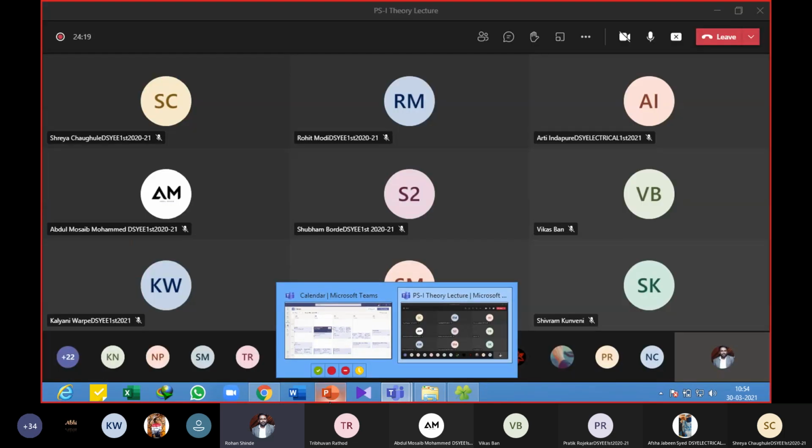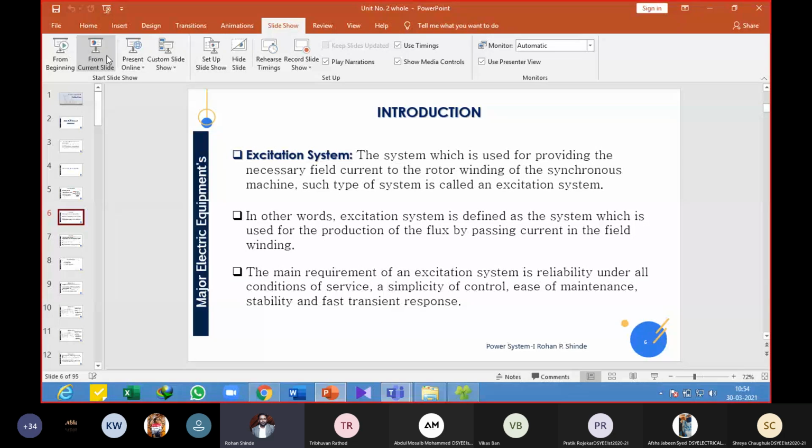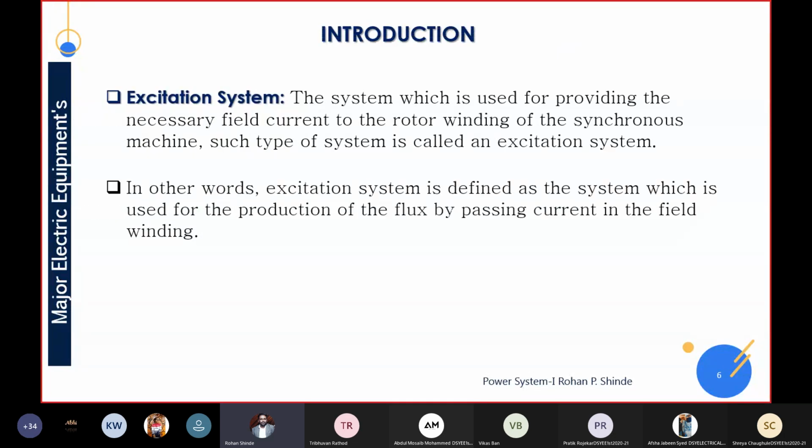See here, first of all, what is the meaning of generating principle? Generating principle means we have to generate EMF. Whenever conductor cuts the magnetic field, EMF is induced. So this is called generating principle. What is motoring principle? Whenever a current carrying conductor is placed in a magnetic field, it experiences a torque, right? And due to that torque, the rotor starts rotating. This is called motoring principle.